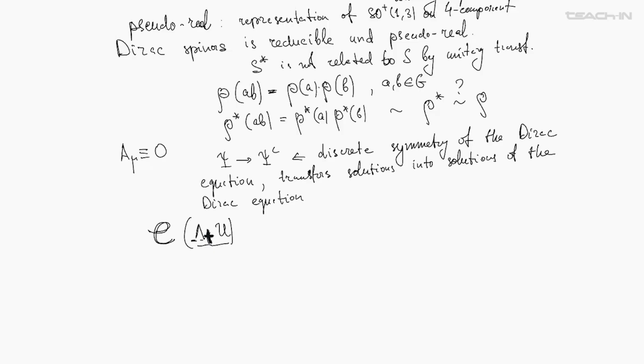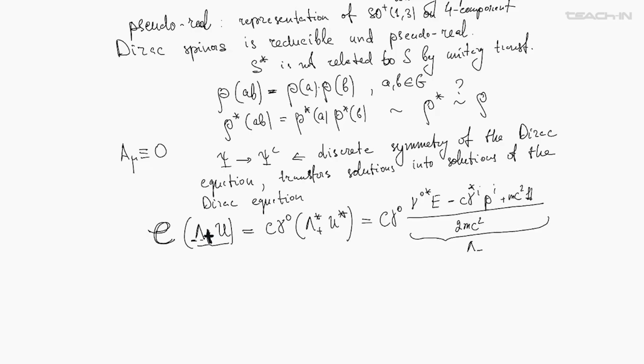So this C gamma 0, and then you get lambda plus complex conjugate, U complex conjugate, according to how this symmetry acts. And then you can explicitly substitute and complex conjugate the action of this operator. You remember, this is gamma 0 star E energy, minus C gamma i star p_i, plus mc squared, multiplied with the identity matrix, divided by 2mc squared. So this is my lambda plus star. And then I have U star, but U star I will write now in the following way: (C gamma 0) to the minus 1 times C gamma 0 U star. So I introduce this insertion of identity.